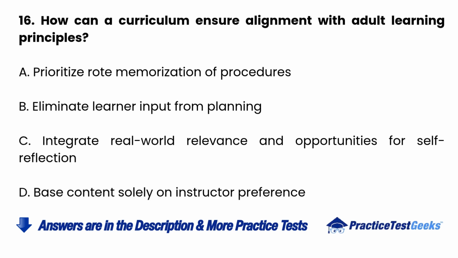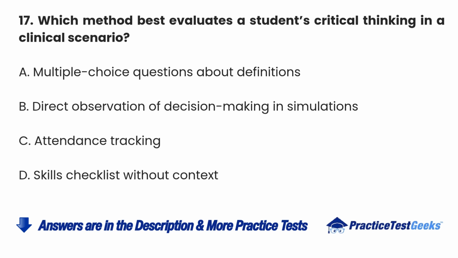16. How can a curriculum ensure alignment with adult learning principles? A. Prioritize rote memorization of procedures. B. Eliminate learner input from planning. C. Integrate real-world relevance and opportunities for self-reflection. D. Base content solely on instructor preference.